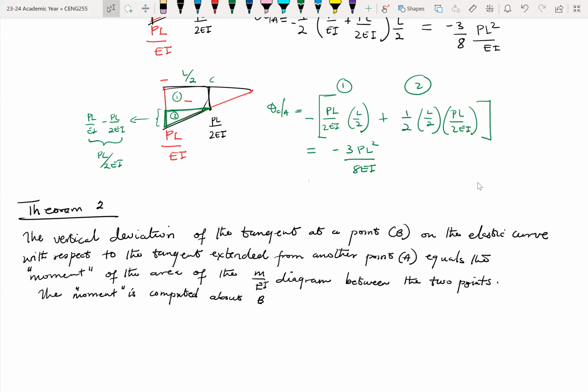So now let's look at the second theorem, which is the one that helps us to find the deflection. It states that the vertical deviation, I'll explain the concept very soon, the vertical deviation of the tangent at a point B on the elastic curve with respect to the tangent extended from another point equals the moment of the area of the M over EI diagram between the 2 points. It's a mouthful, but it's not anything crazy.